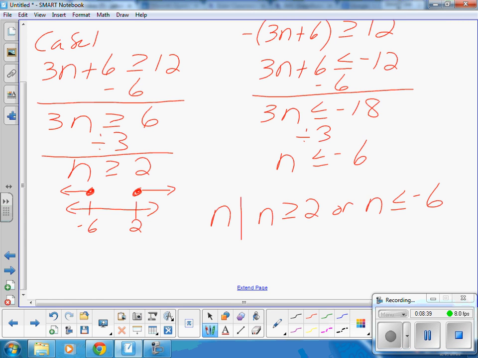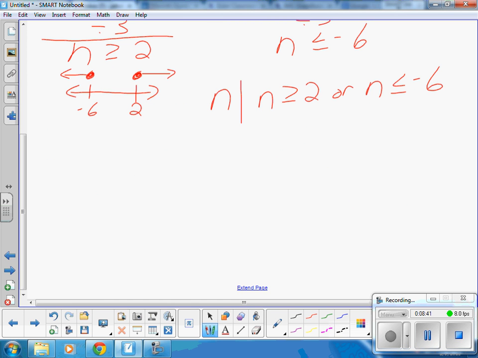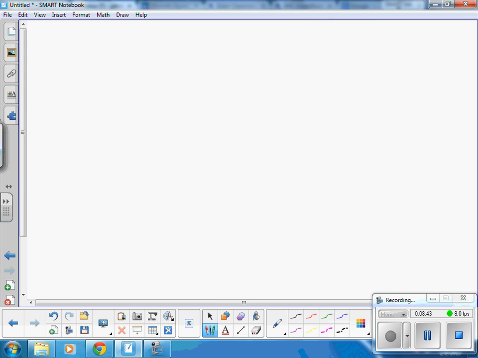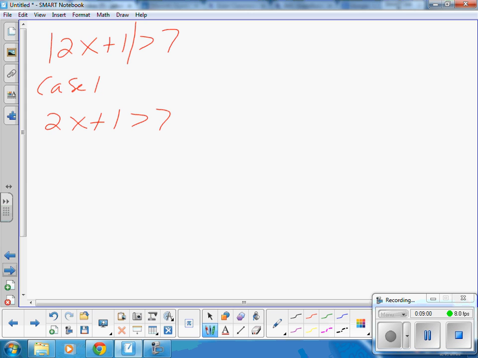All right, your turn. You try this problem now. Let's go to a new page. All right, absolute value of 2x plus 1 is greater than 7. Case 1, 2x plus 1 is greater than 7. Subtract 1. 2x is greater than 6. Divide by 2. X is greater than 3.